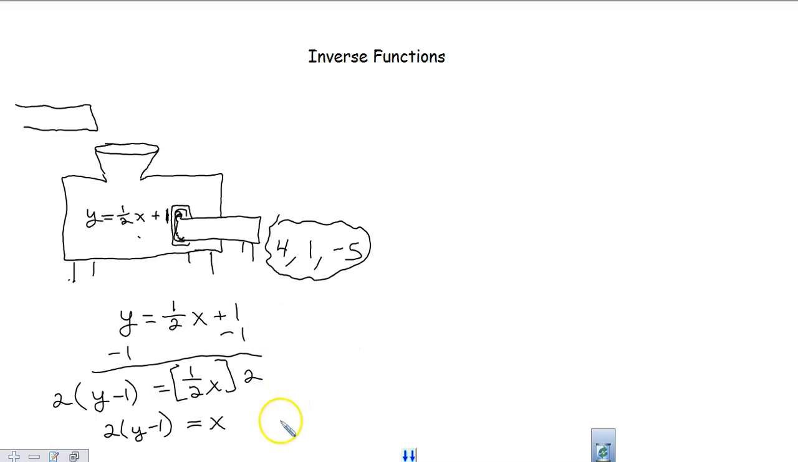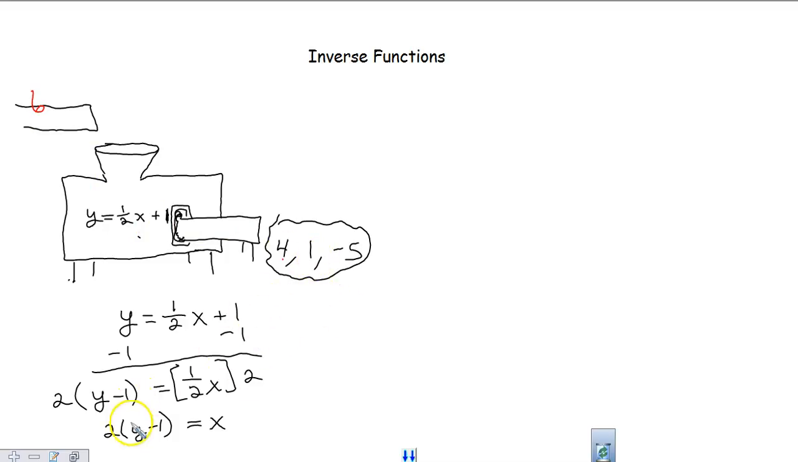So let's run through this process. If I put in 4 to this function, 4 minus 1 is 3, and 3 times 2 is 6. So 6 must have been originally on my conveyor belt. Let's run it through the process to make sure this works. Half of 6 would be 3. 3 plus 1, sure enough, is 4. So it worked for that one.